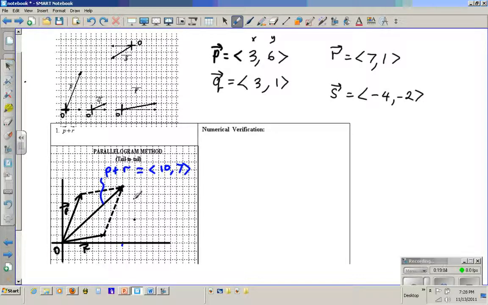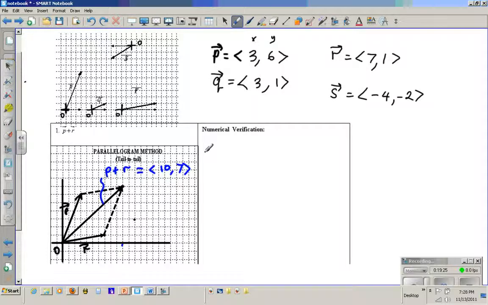Am I right or am I wrong? How can I tell? Can I verify using a different method that this answer is accurate? Yeah, that's what the numerical verification component is for. We can actually tell if our answers are right or wrong, which is really cool. A cool thing about vectors. So let's do it numerically and see if our answers are right or wrong.